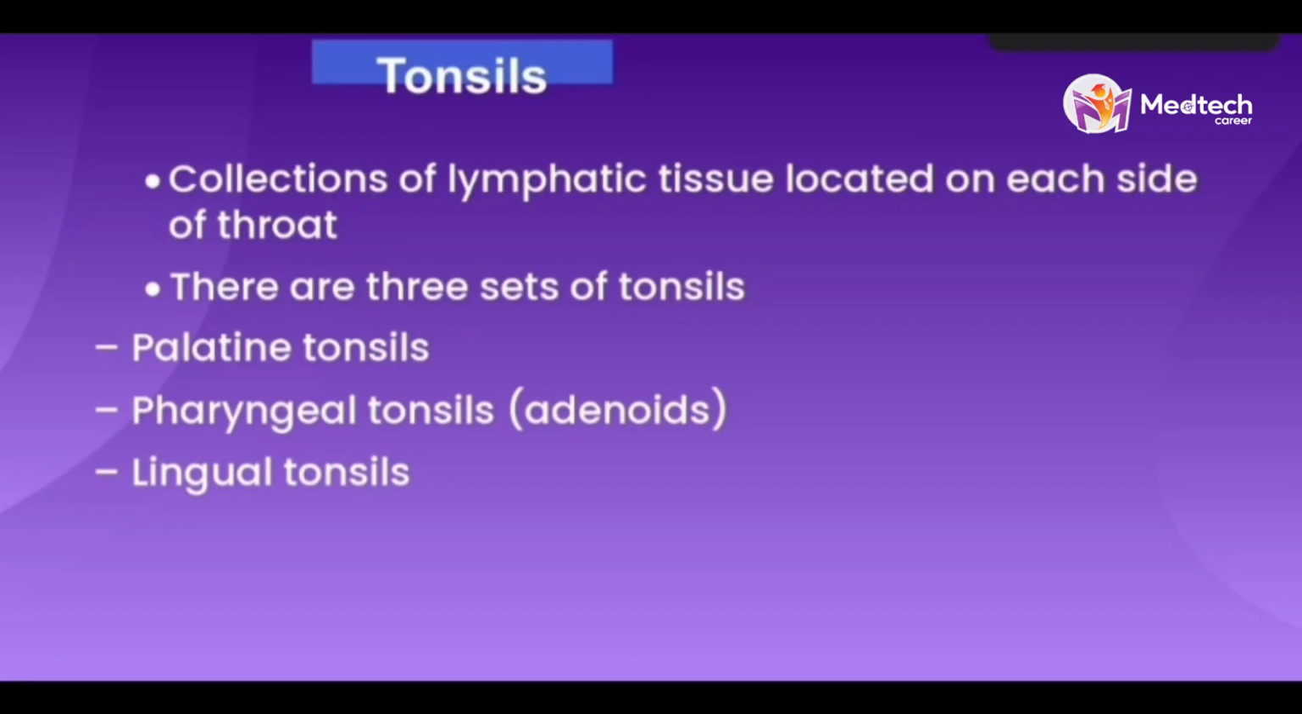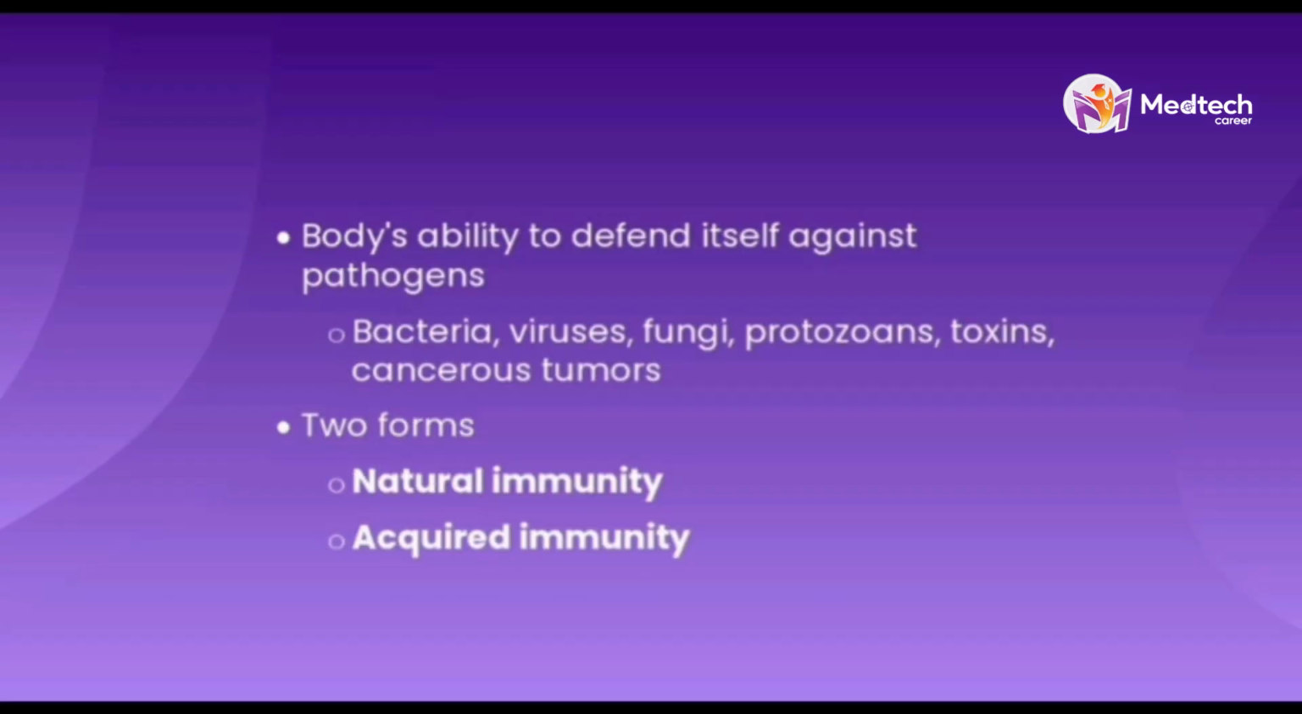And another lymphoid organ, the tonsil. These are collections of lymphatic tissue located on each side of the throat. There are three sets of tonsils: palatine tonsil, pharyngeal tonsil, and lingual tonsils. Immunity is our body's ability to defend itself against pathogens, bacteria, viruses, fungi, protozoans, toxins, and cancerous tumors. So there are two forms: natural immunity and acquired immunity.